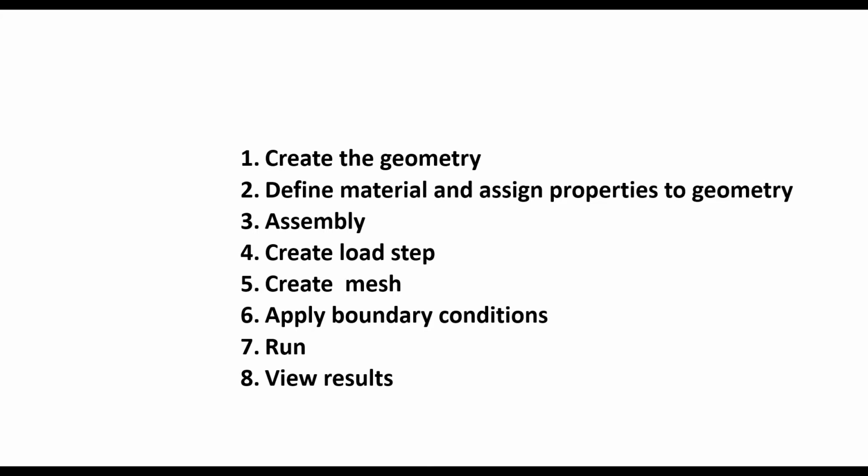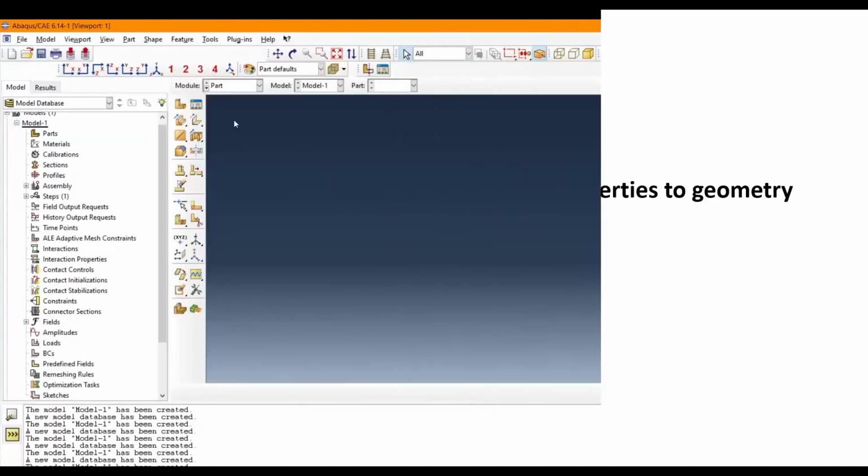There are 7 main steps that we have to follow in order to carry out the analysis. Firstly, we create the geometry, then we define the material and we assign the properties to the geometry. Then we use the assembly function. This feature only exists in Abaqus. Then we create the load step, then we create the mesh, then we apply the boundary conditions and structure analysis in Abaqus.